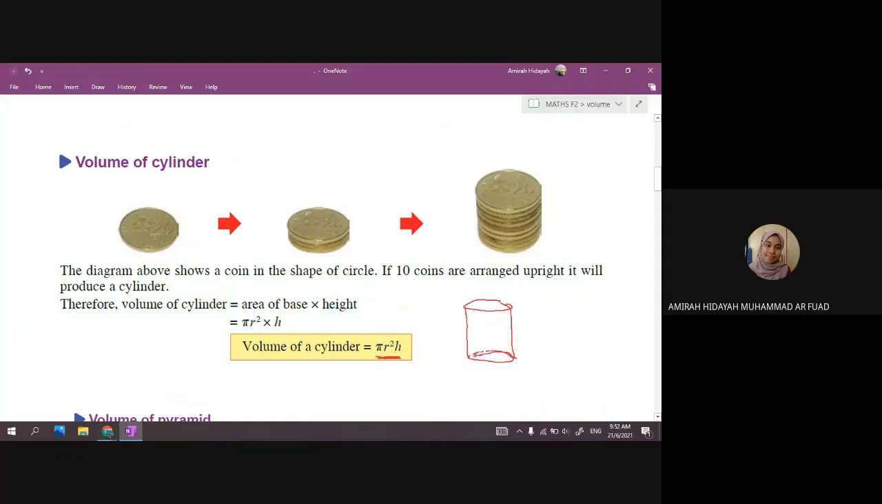is the circular shape kan. Circular shape ni adalah base dia times dengan dia punya height dia. So kita tahu base dia bentuk bulat, so nak cari area of circle adalah pi r square kan. So times h, height dia. So that's why you get pi r square h. Alright.